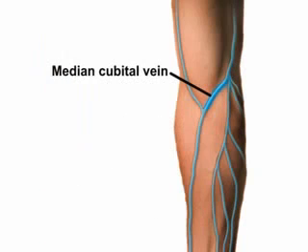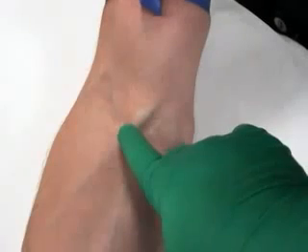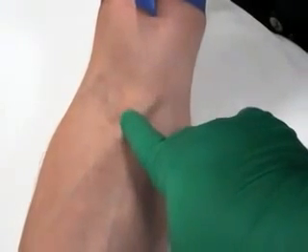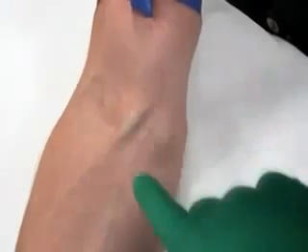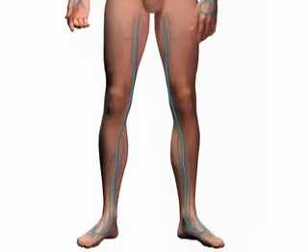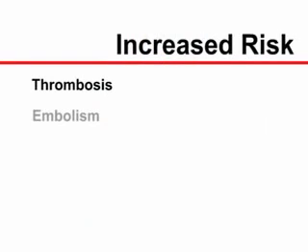The median cubital vein, which crosses the antecubital fossa, is frequently cannulated in acute situations, as it accommodates large bore catheters and may be easier to cannulate. When upper extremity veins are inaccessible, the dorsal veins of the foot or the saphenous veins of the lower extremity may be used. Cannulation of lower extremity veins is associated with a higher incidence of thrombosis and embolism, as compared with upper extremity veins.